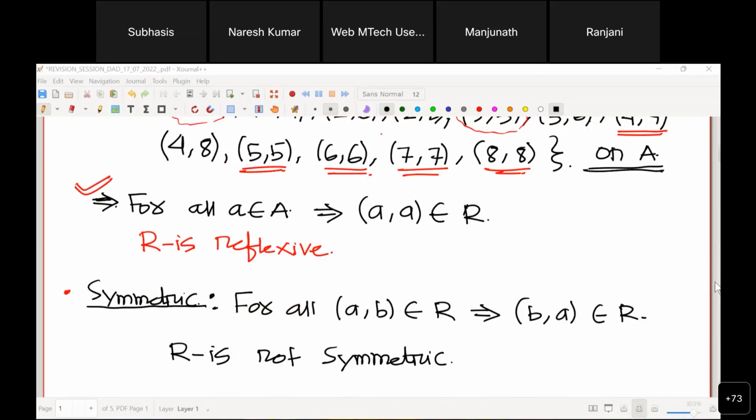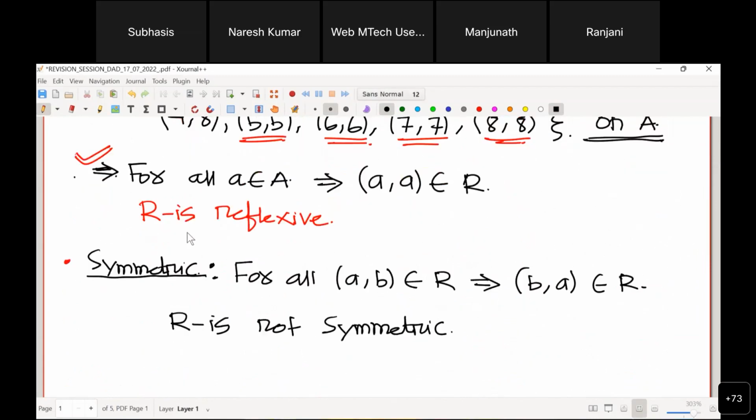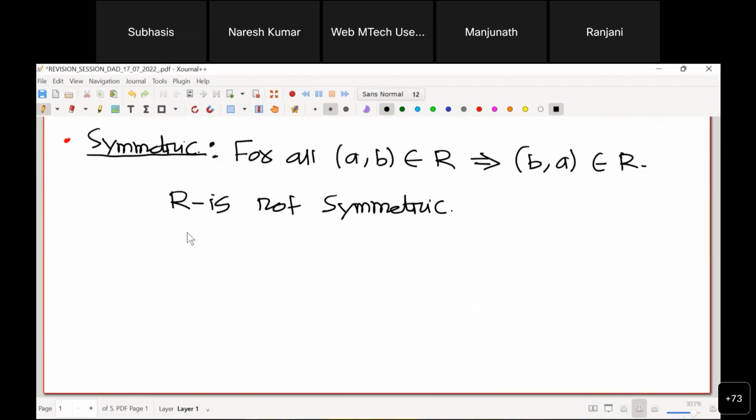Okay, so let's check the other condition, whether this relation is transitive or not. So what is the condition for transitive? It says that if x comma y belongs to R and y comma z belongs to R, then x comma z should belong to R.